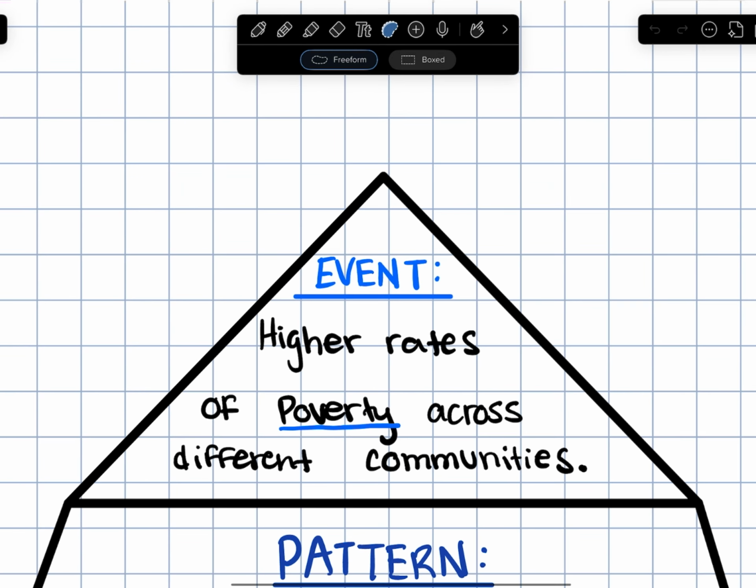So starting with the event at the very top of the iceberg, this is the part that we can actually see. In this case, it's the increasing poverty rates across multiple, different communities. According to the government of Canada, 1 in 9 people in Canada live in poverty. Some groups have disproportionately high levels of poverty, including unattached individuals, persons with disabilities, children, recent immigrants, persons in sole caregiver families, and First Nations people living on reserves. That was stated by the government of Canada in 2022.